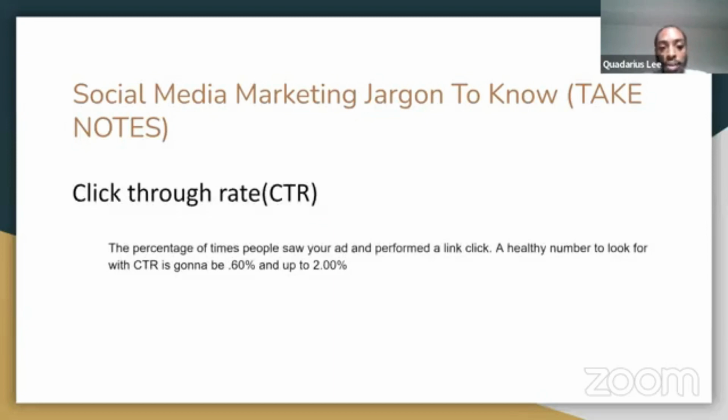Next is going to be click through rate, CTR. The percentage of time people saw your ad and performed a link click. A healthy number to look for with CTR is going to be 0.60 all the way up to 2.0 and even up to 4.0. So CTR is basically out of 100 people, how many people clicked on your ad. So out of 100 people, you have about 20 people clicking on your ad. Out of 100 people, you'll have 40 people clicking on your ad, which is 4.0.